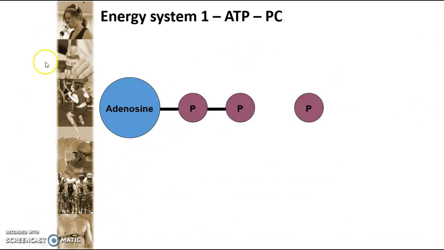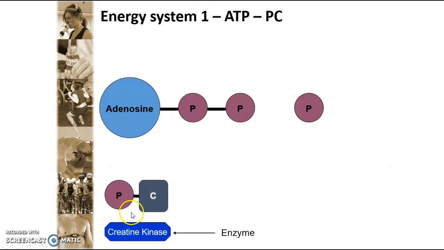So energy system 1, the ATP-PC system. I've shown you where we finished before, so adenosine diphosphate plus phosphate. So what happens then? In our muscle cells, as you know, we have phosphocreatine. So high levels of phosphocreatine, certainly in our fast-twitch 2B fibres.